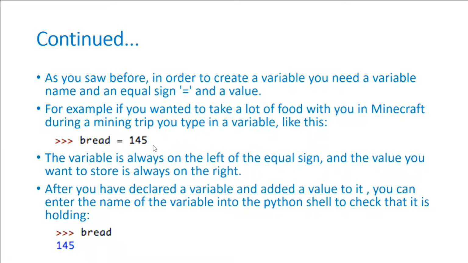The variable is always on the left side of the equal sign, and the value you want to store is always on the right. After you have declared a variable and added a value to it, you can enter the name of the variable into the Python shell to check that it is holding it. For example, after you've written here bread equals 145, you can type in bread again, click enter, and then that will bring up the value that you initially put up here, but this time in blue.